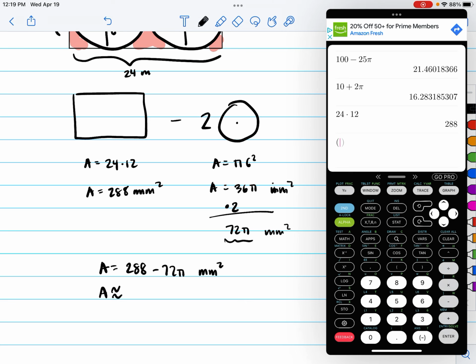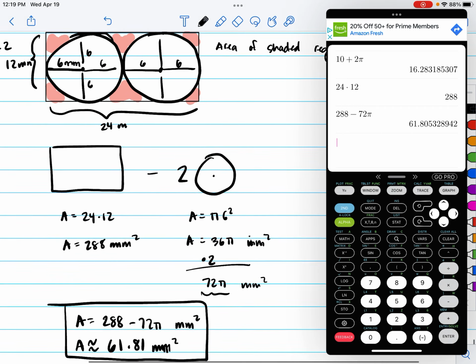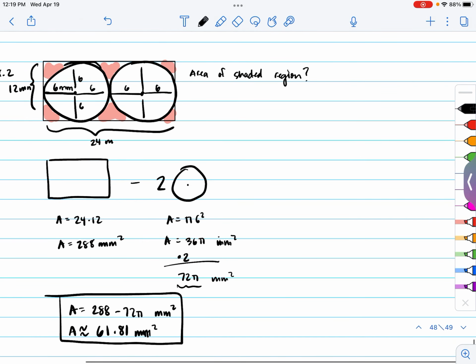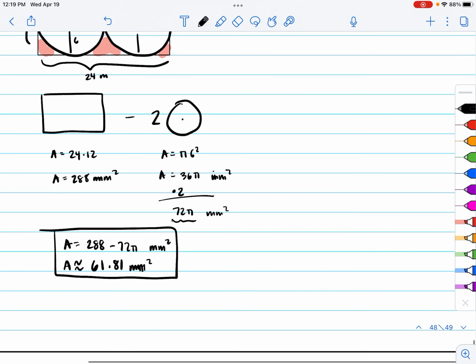If we want the decimal answer, we do an approximation, 288 minus 72 pi. We should get an answer of approximately 61.81 millimeters squared. Okay? Now, that's composite figures. The last thing I want to talk about is circumscribed and inscribed circles.